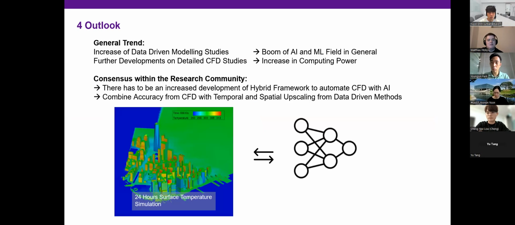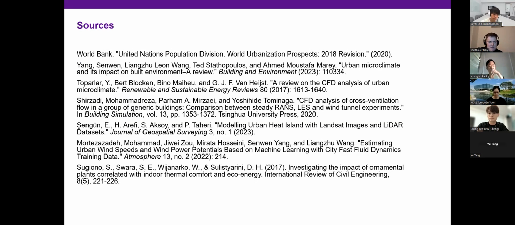Now, to summarize this outlook, the general trend is that there is an increase of data-driven urban modeling studies because of the boom of AI and ML. And there is also still further development of highly detailed CFD studies that comes with an increase in computing power. So more and more things get modeled in more detail. And there's a certain consensus: the goal should be to create hybrids which combine CFD with AI. And that is exactly what we try to do here. We create something which has a temporal and a spatial upscaling from purely data-driven methods. So that is my presentation. Thank you very much for listening.